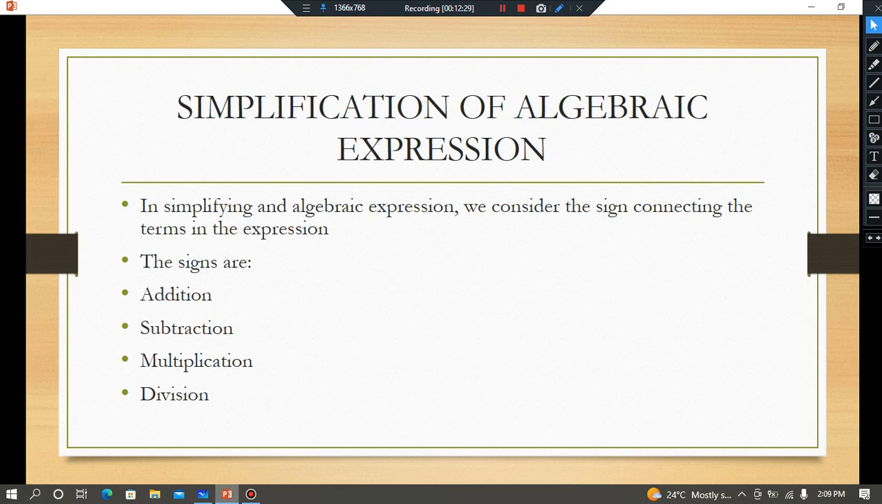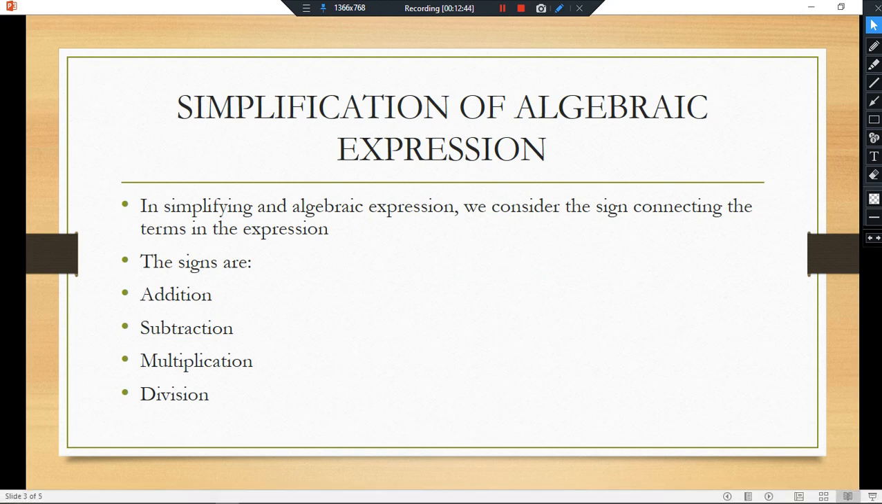Algebraic expressions are simplified based on the sign they carry. So he said in simplifying algebraic expressions, we consider the sign connecting the terms in the expression. Now we all know that mathematics has 4 fundamental signs, which are the addition sign, the subtraction sign, the multiplication sign, and the division sign.